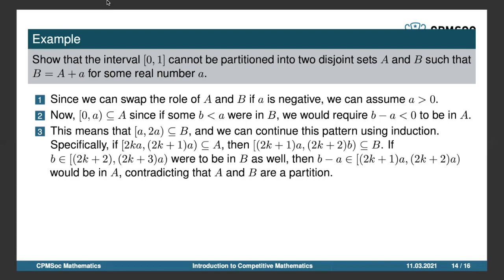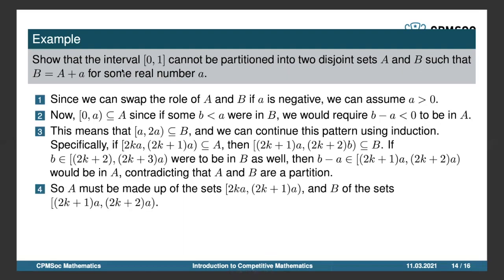Now that we have the whole structure of A, effectively, and B, I guess, we know that A must be made up of sets of the form 2ka to 2k plus 1a, and B of sets of the form 2k plus 1a to 2k plus 2a, right? So we're alternating back and forth between them. We're splitting up the number line into sections of A and sections of B. And we've found this by assuming that there is a partition. So we've assumed there is a partition, and we've shown that the partition then must be in a very specific format. It can't be anything else. It must specifically be sections one after the other, right?